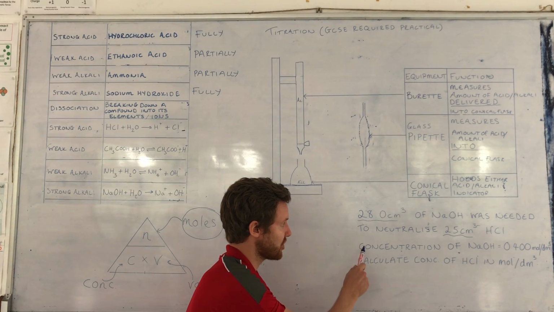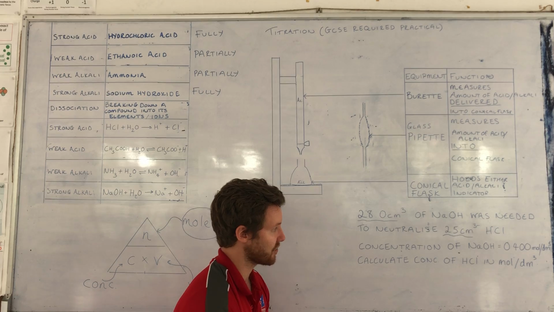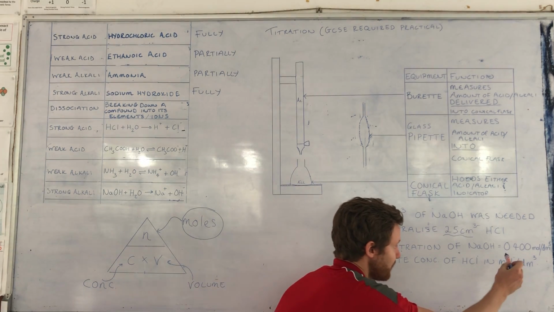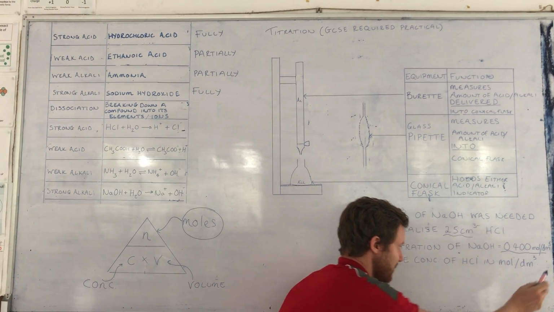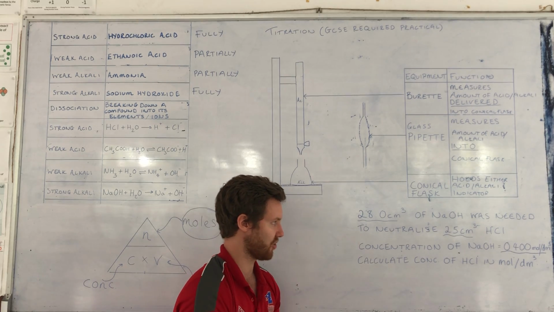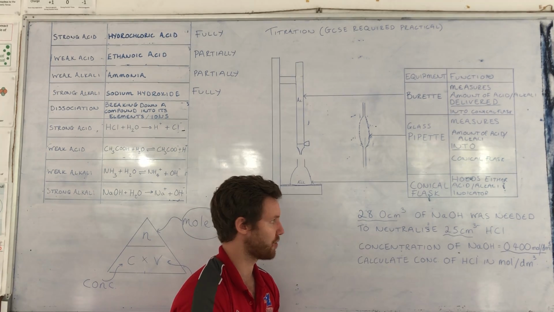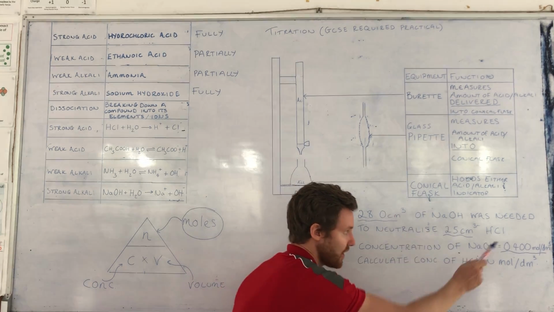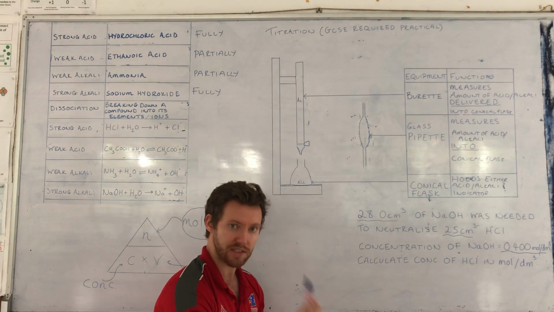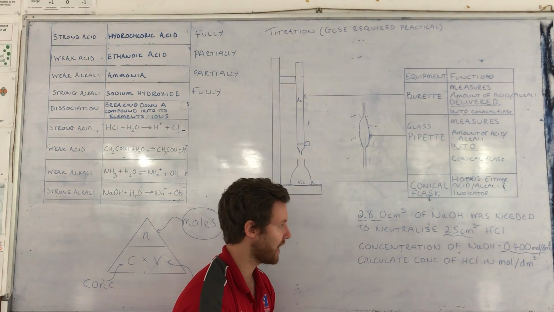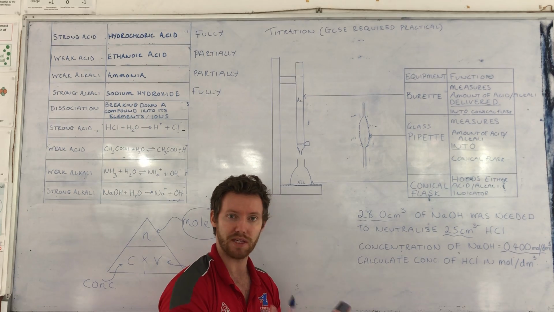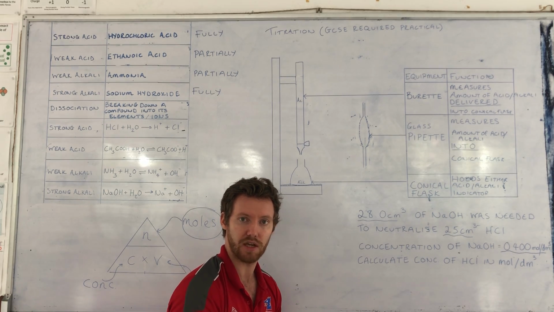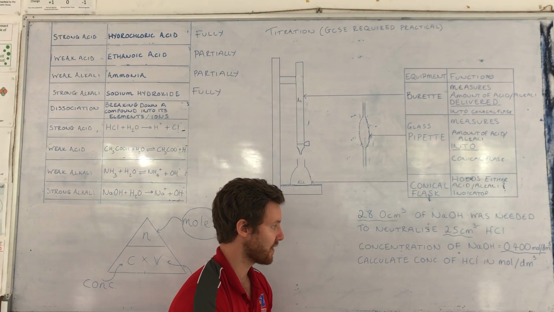The concentration of our sodium hydroxide was 0.400 moles per decimeter cubed. The first thing we would have noticed: there were some different units. Different units instantly ring alarm bells in our head when we're looking at this, thinking we're going to need to make some conversions within our calculation.